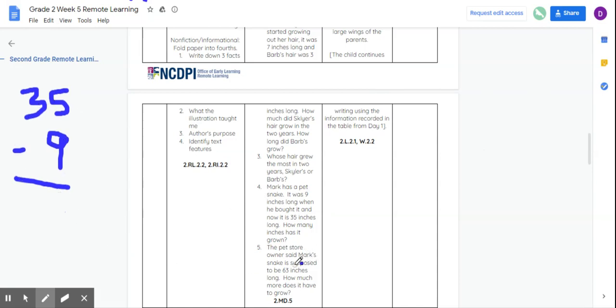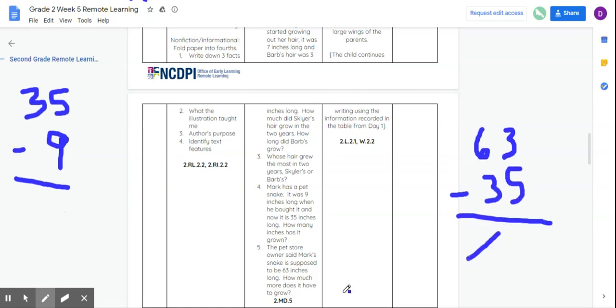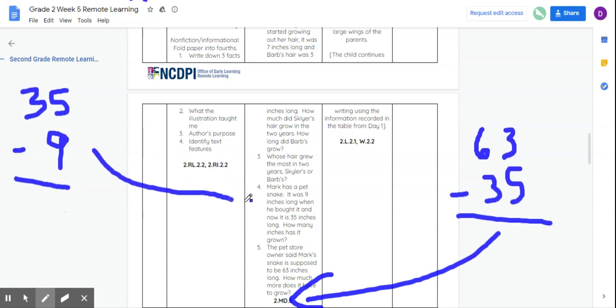And then for number 5, it says the pet store owner said Mark's snake is supposed to be 63 inches long. How much more does it have to grow? So it's 35 inches now. You would do 63 minus 35. So this equation goes with number 5, and this equation goes with number 4.